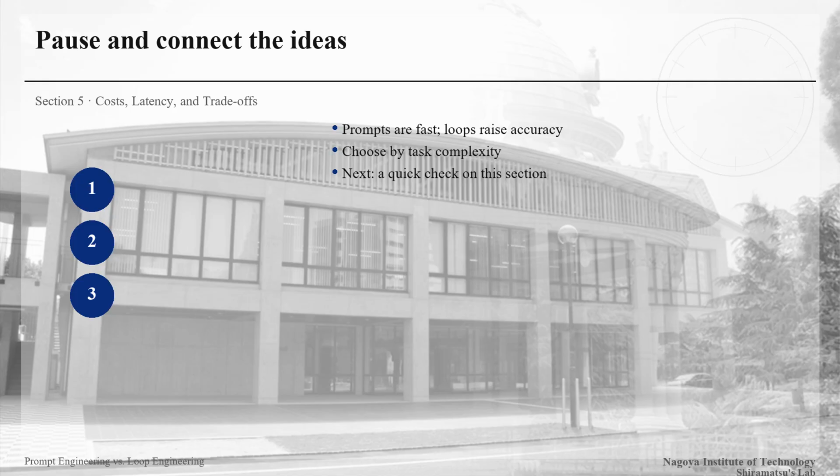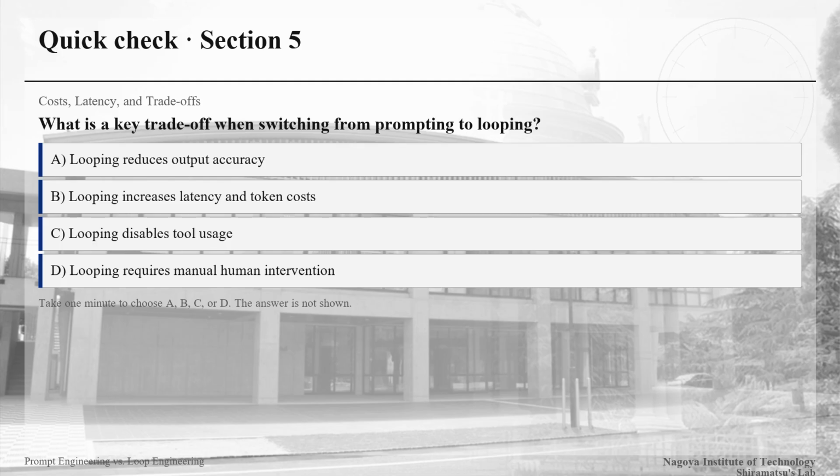Now the quick check. Quick check after Section 5. What is a key trade-off when switching from prompting to looping? Choose A, B, C, or D. Take 1 minute to think. Then choose A, B, C, or D. The correct answer is not shown.